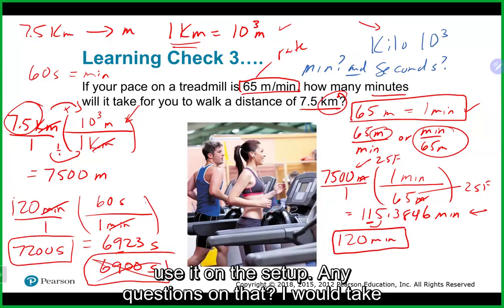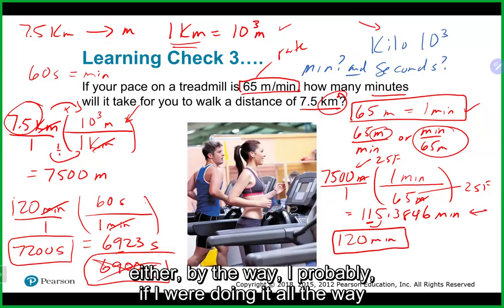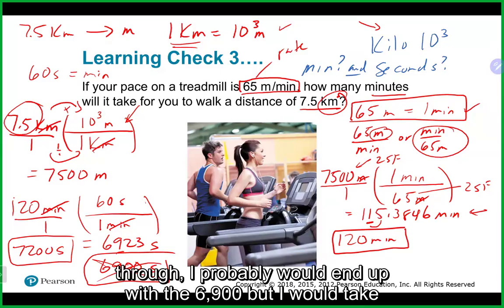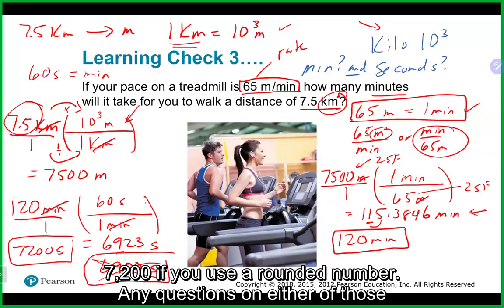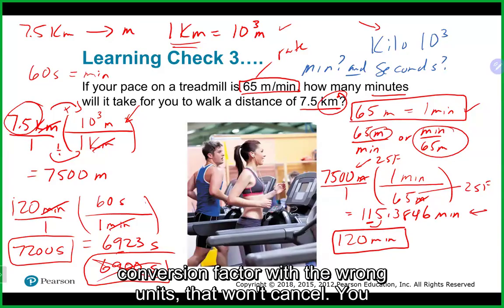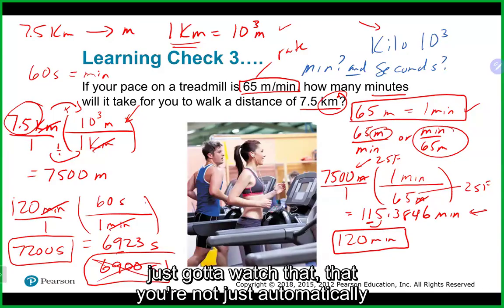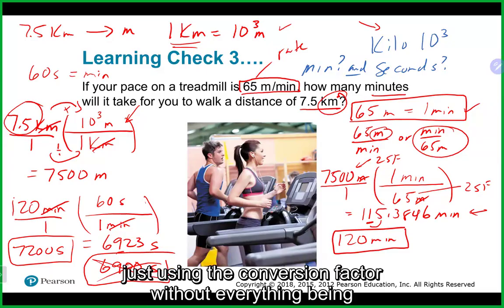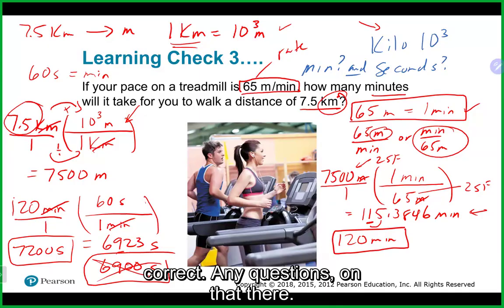Any questions on that? I would take either, by the way. If I were doing it all the way through, I probably would end up with the 6,900, but I would take 7,200 if you use a rounded number. Any questions on either of those? So like I said, a very common error is trying to use a conversion factor with the wrong units that won't cancel. You just have to watch that you're not automatically using the conversion factor without everything being correct. Any questions on that there?